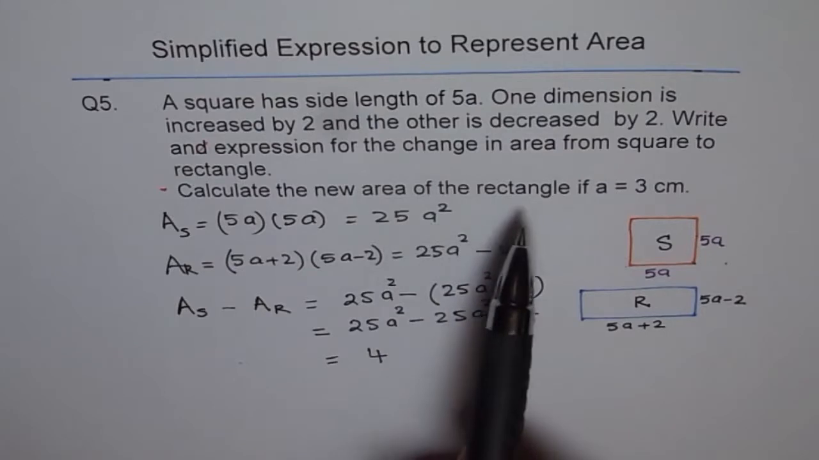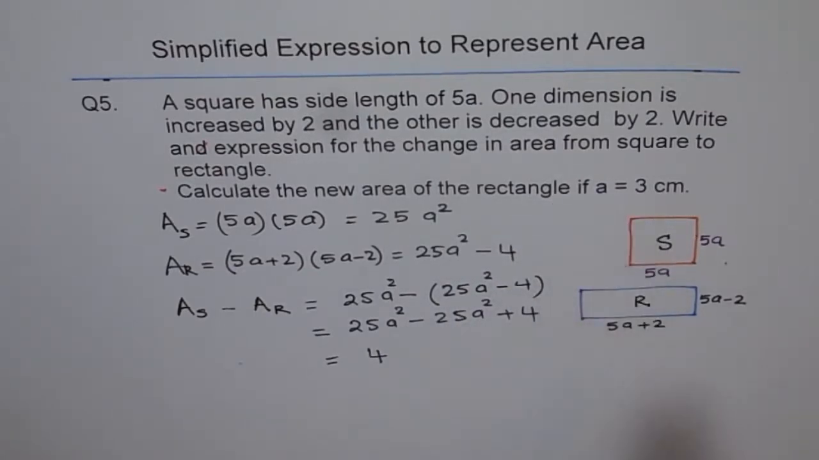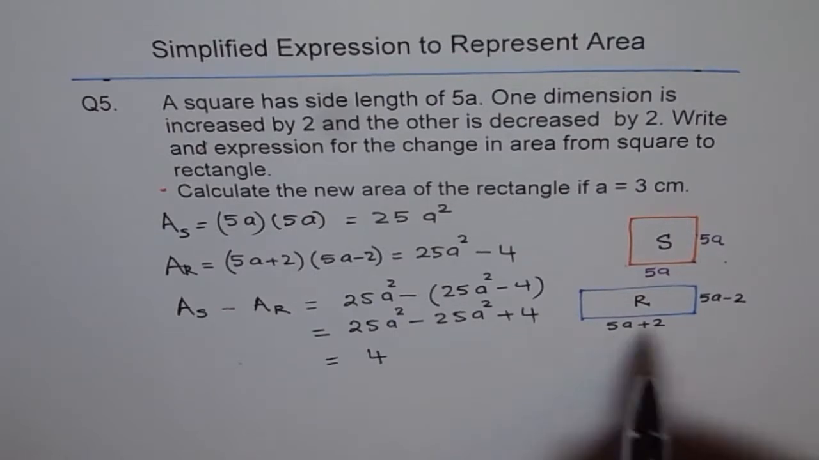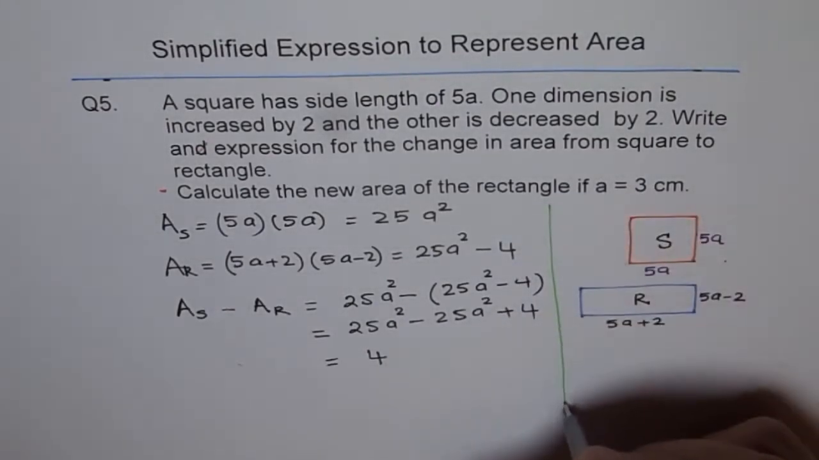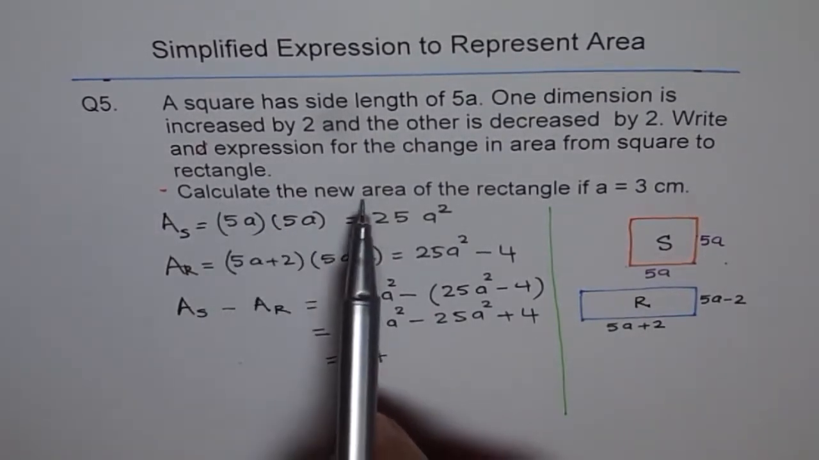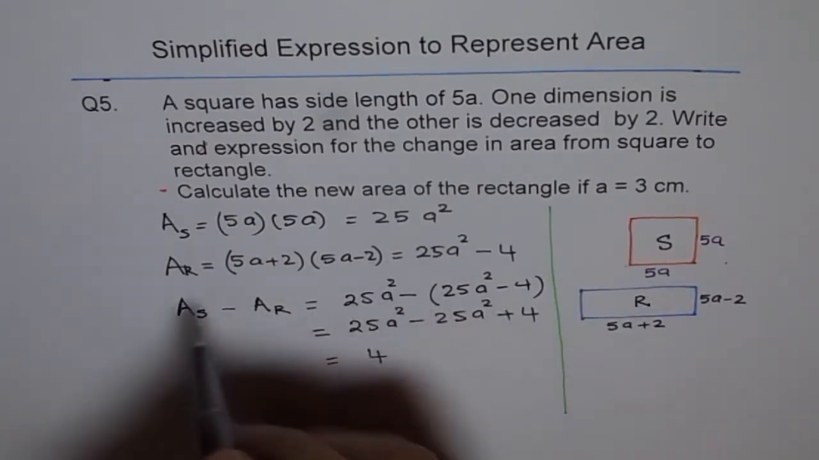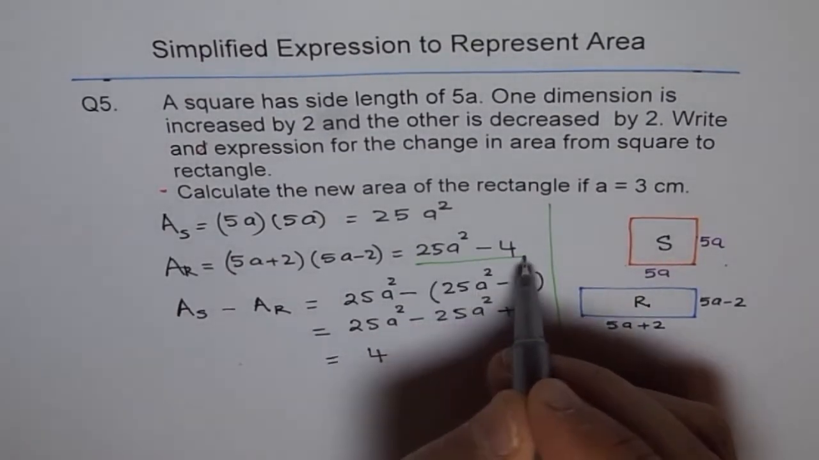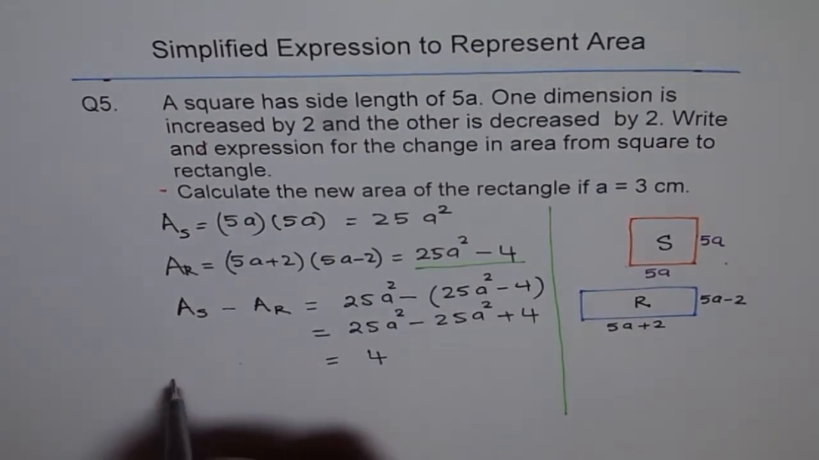Calculate the new area of the rectangle if a equals 3. So the new area of the rectangle is the area of this rectangle. We got this expression and we got 4 there. Do you understand? And now let's do the second part, which is to calculate the new area of the rectangle if a is 3. So let's do the second part here.